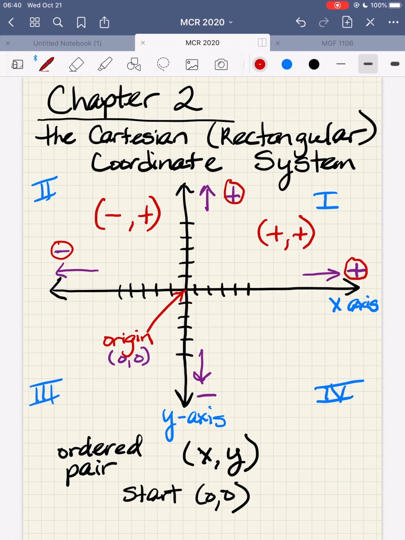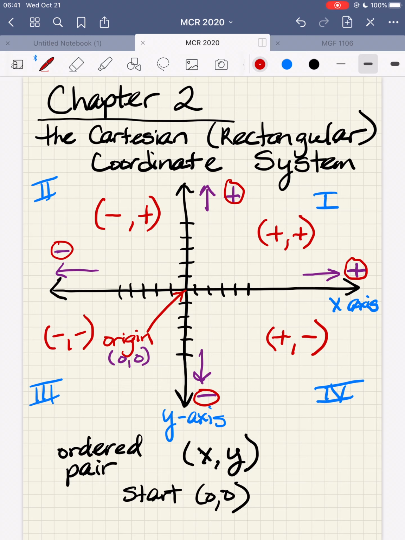In quadrant 3, they're both negative. I have negative x values and negative y values, so any ordered pair in there is going to contain 2 negative numbers. And then if I look last at quadrant 4, my x values are positive. My y values are negative, so any ordered pair in quadrant 4 is going to have positive x's and negative y's. Okay? And if I look at an ordered pair, I can tell just by looking at it what quadrant it lies in.